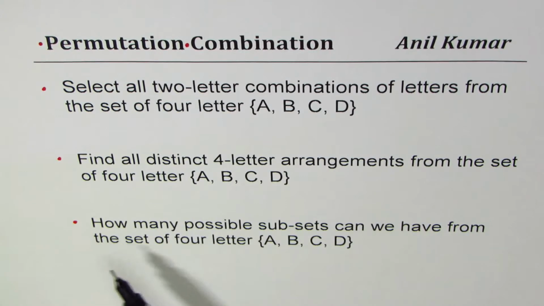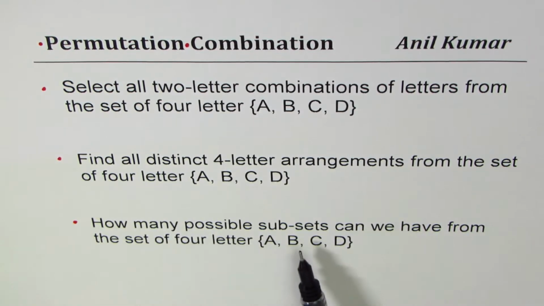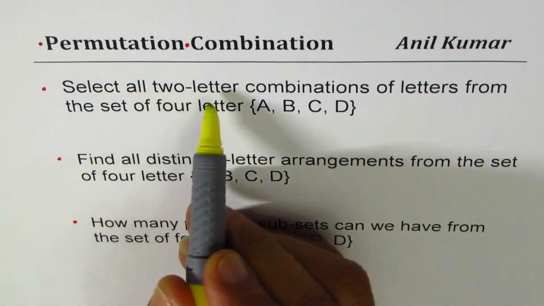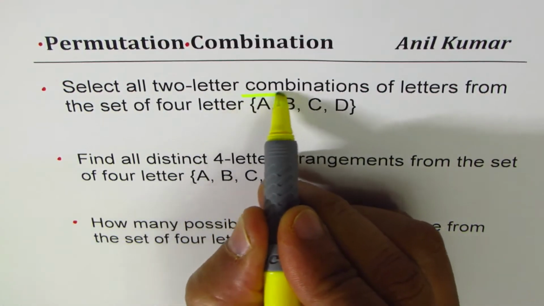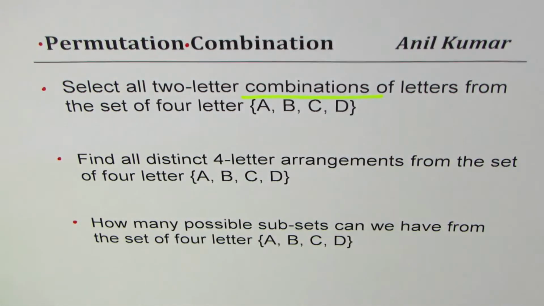The last one here is how many possible subsets can we have from the set of four letters A, B, C and D. So in this example we have just taken four letters A, B, C and D, and we will see how we can look at it in different ways. Let's begin with the very first statement here. It clearly indicates select all two-letter combinations. So it is the word combinations which is critical.